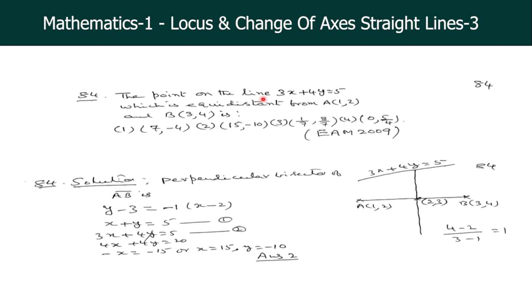84. The point on the line 3x + 4y = 5, which is equidistant from A(1, 2) and B(3, 4) is: (7, -4), (15, -10), (1/7, 8/7), (0, 5/4). EAPCET 2009. Perpendicular bisector of AB bar is y - 3 = -1 into (x - 2). That is x + y = 5. So therefore x = 15, y = -10. By solving those two equations, you will get the correct option is option number 2.